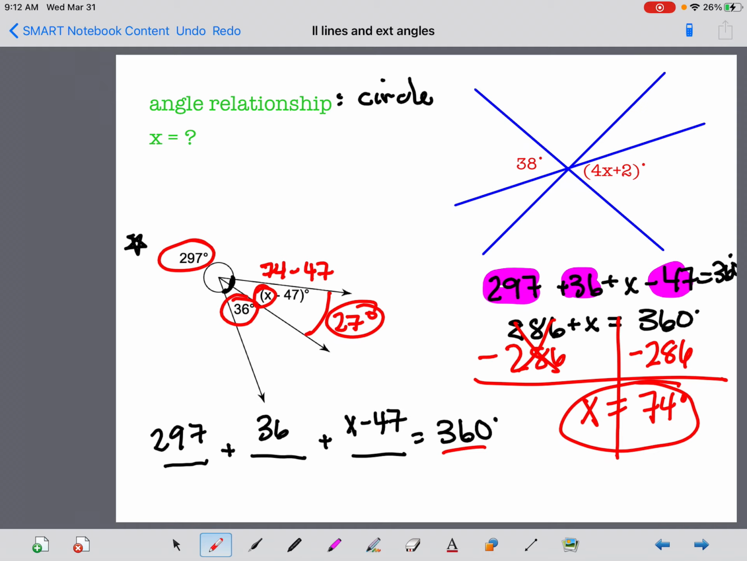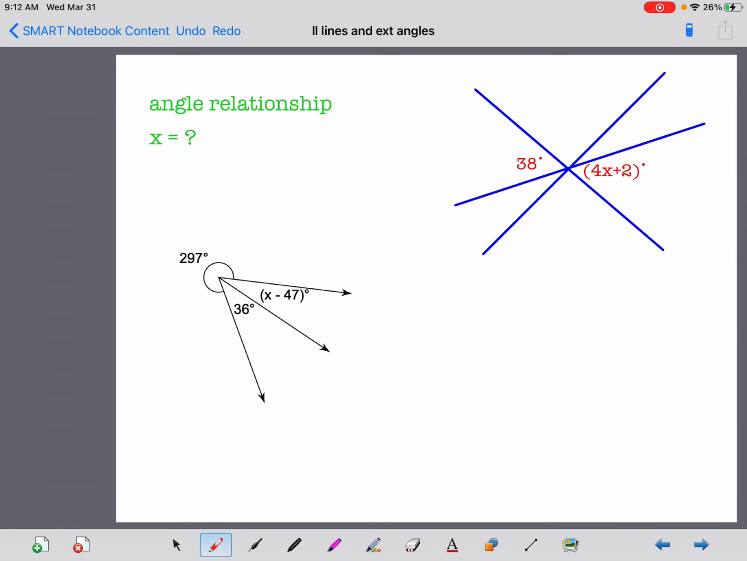Okay, last one. Let's do this last one just as another example. And then I will let you be free to work on your homework assignment. Just going to erase my work from the other one here. Let's take a look at this one up here.